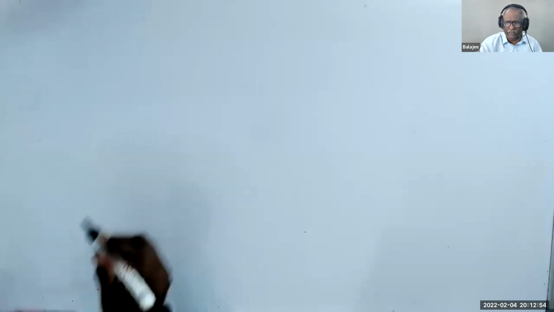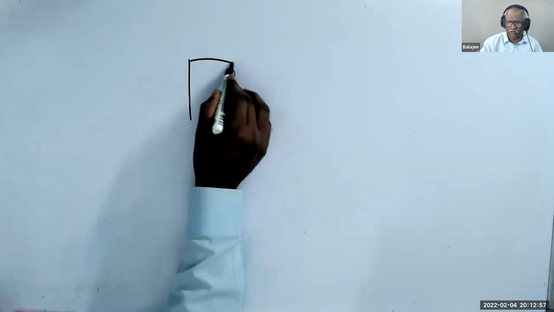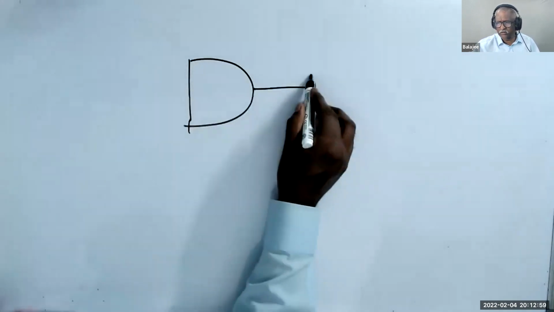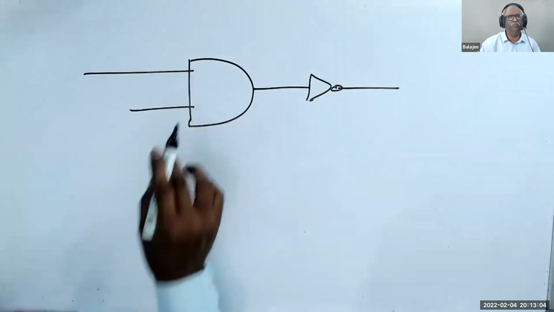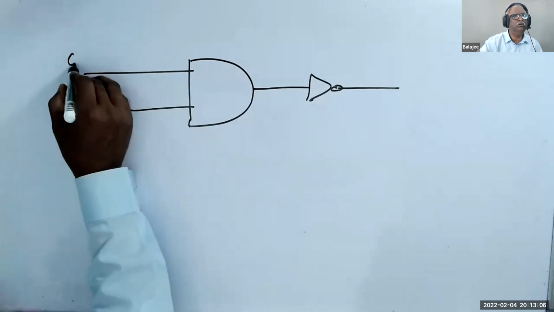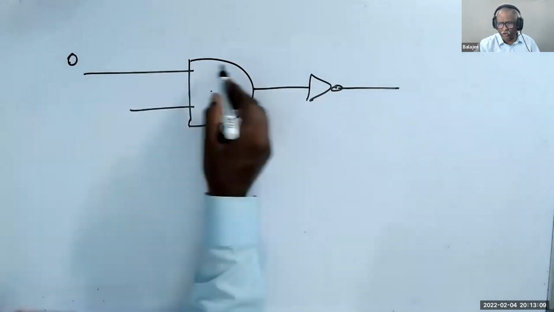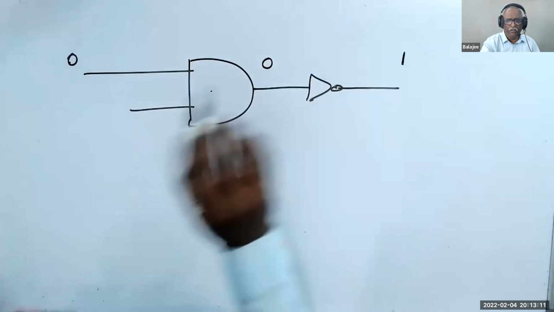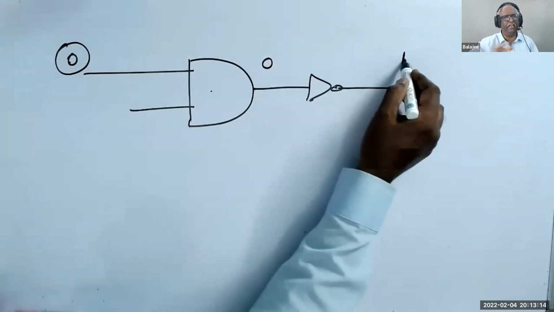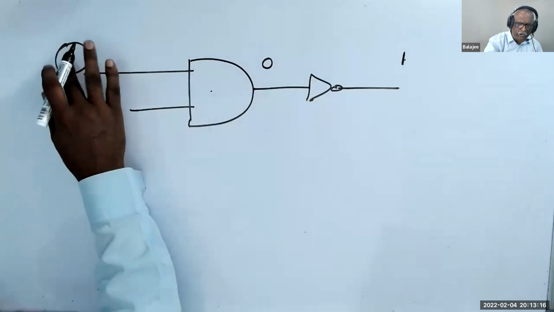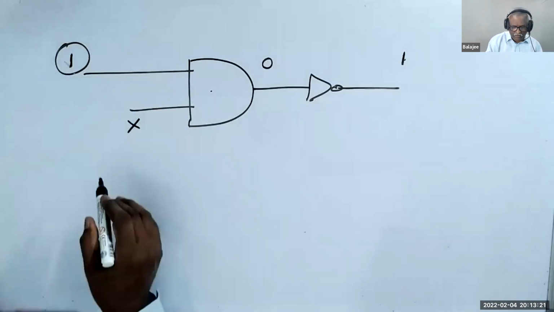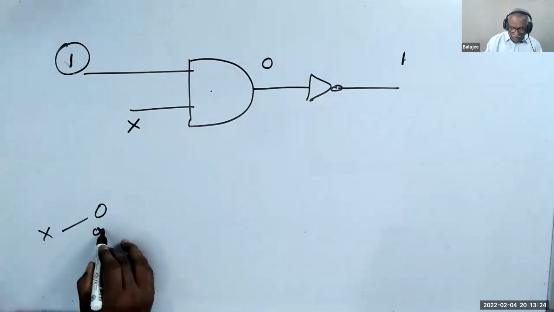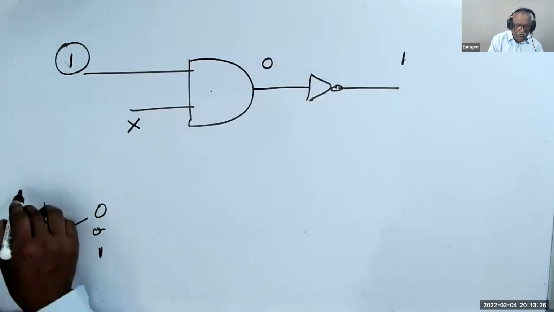Now, let me draw a diagram. Try to understand this. I have an AND gate, and I have a NOT gate. I have two inputs. If one input of the AND gate is 0, the output is 0. So this becomes 1. Am I right? If the input is 0, the output is 1. That is right. But if the input is 1, if this is X, it means 0 or 1. That's what we call don't care.